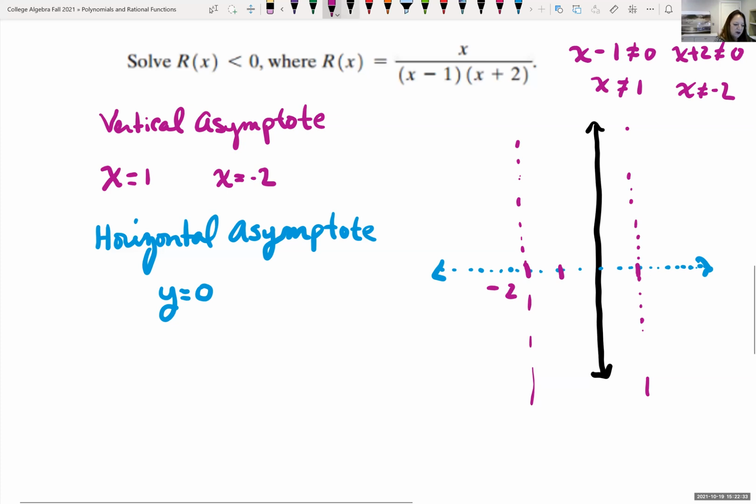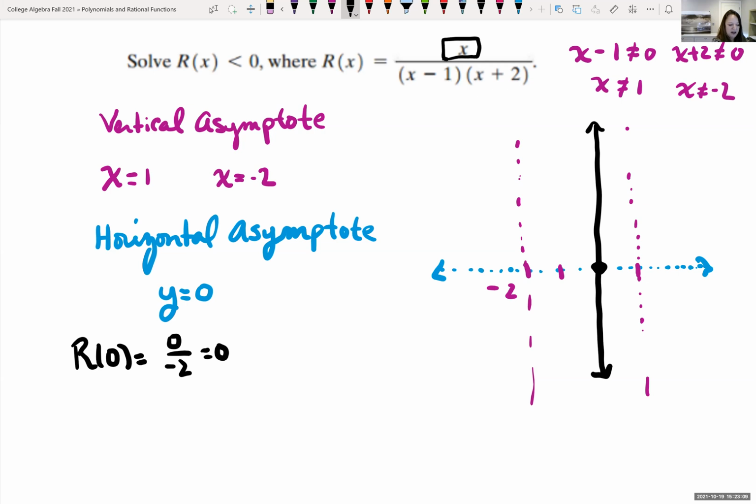Now if we look at R of 0, when x is 0, that would be our y-intercept, but it ends up that we got 0 over negative 1 times 2, which is negative 2, which is equal to 0. So our graph is either just touching or crossing the x-axis at the origin, 0, 0. Look at the multiplicity. This will help us decide if the graph is going to just touch it and turn around, or if it's going to cross it. Looking at just x here, my multiplicity is 1. If it was an odd multiplicity, it crossed.